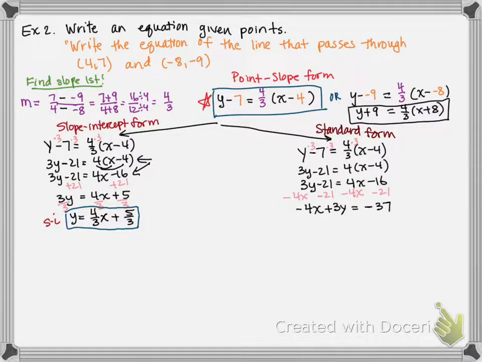The only problem is that I have a negative for my A, and I can't have that. So I'm going to divide everything by negative 1. And I get 4x minus 3y equals positive 37. And so that's standard form. And sometimes I abbreviate it standard form. Okay?